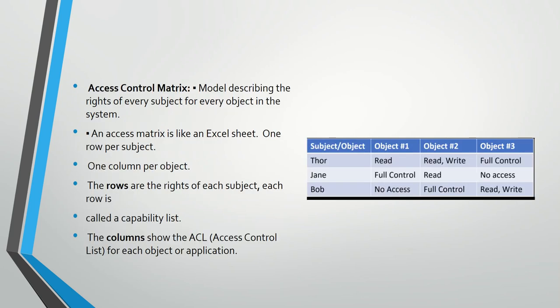Access control matrix. The access control matrix is a norm which we use in our organization that describes the rules of every subject or every object in the system. An access matrix like an Excel sheet is used, with one row per subject and a column for the object. So based on the rules, the role of each user has been defined, and following is one of the examples. It is also called a capability list. The column shows access control for each object of the application.